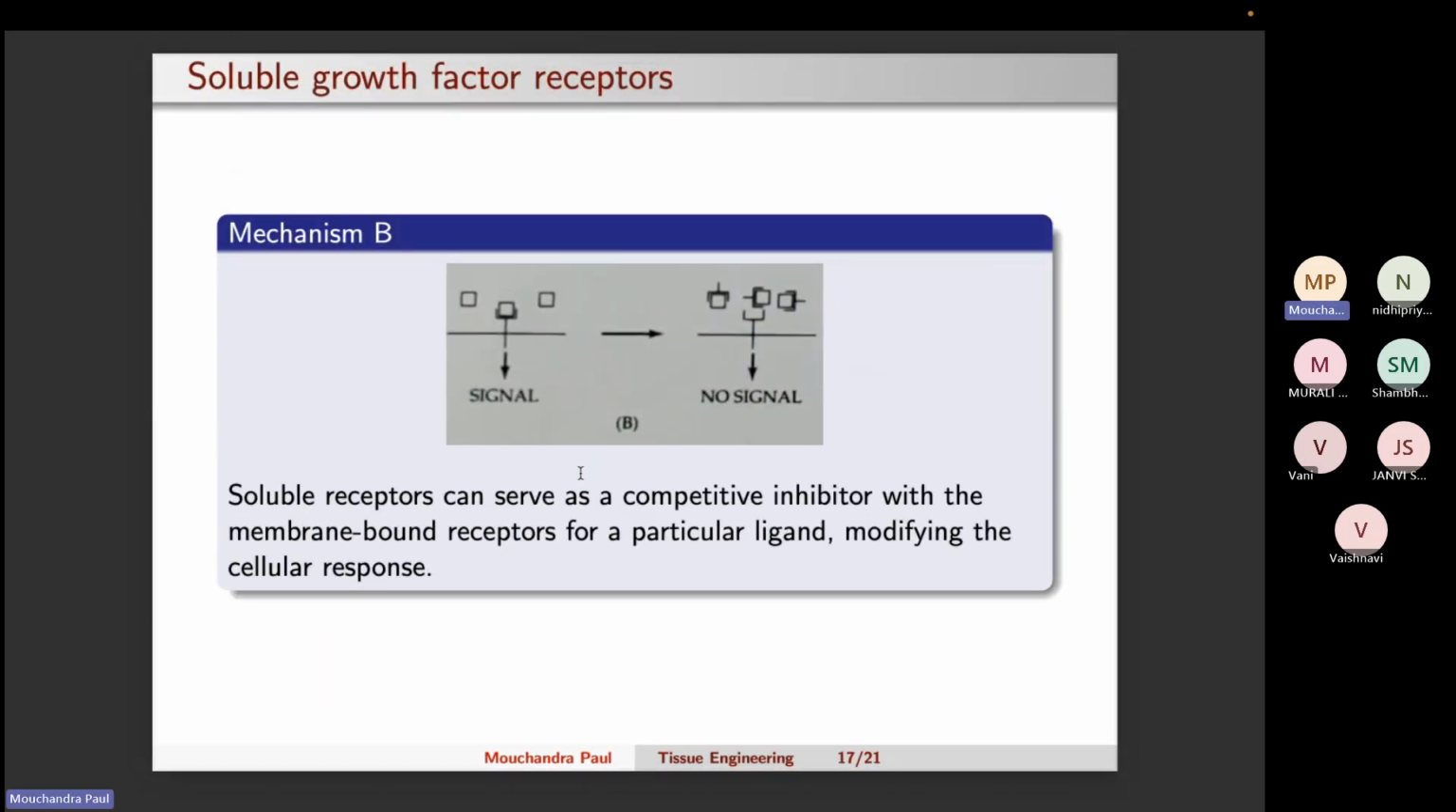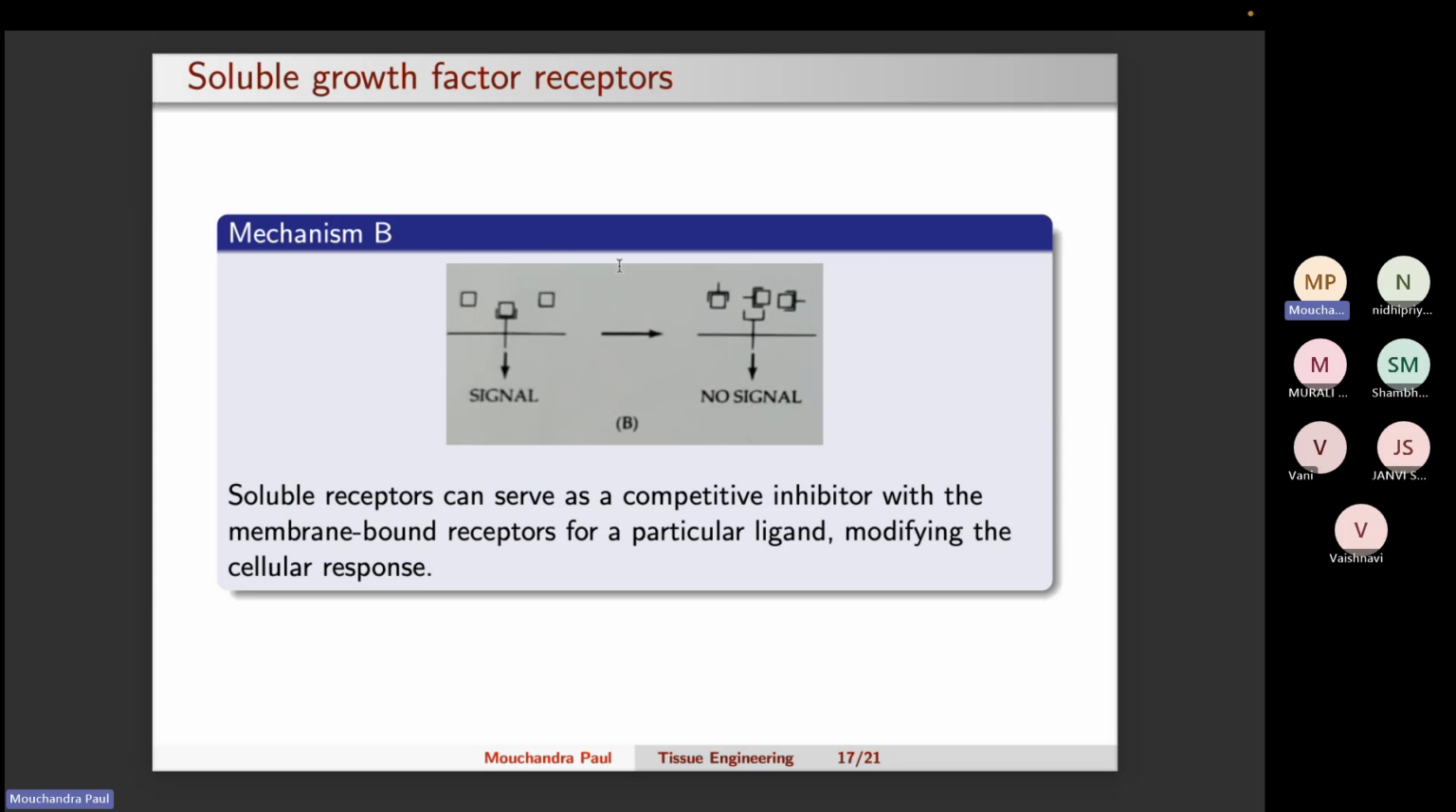In mechanism B, there is a large number of growth factor molecules in the surrounding. Now the cell is also producing a soluble form of a particular receptor. Meaning there are two receptor forms, membrane bound and soluble. And both receptors have affinity to bind the same kind of ligand. So the soluble form will compete with the membrane bound form, because of which it will not allow the membrane bound receptor to pass on the signal.